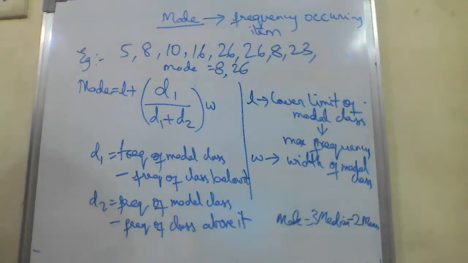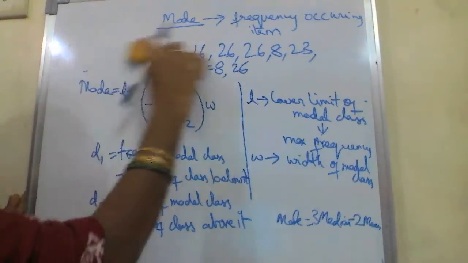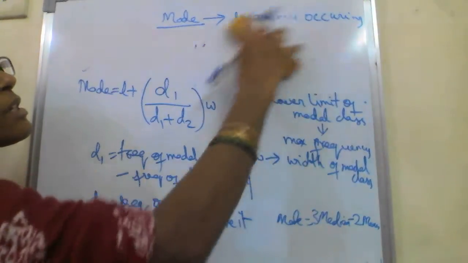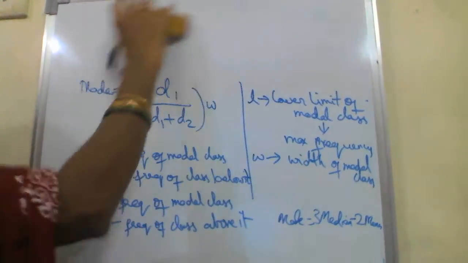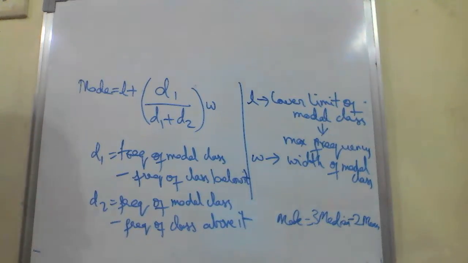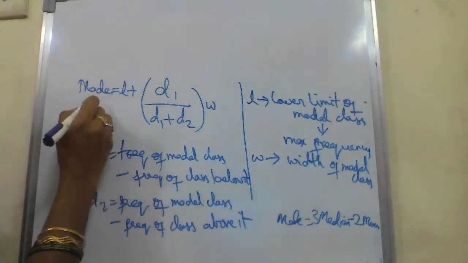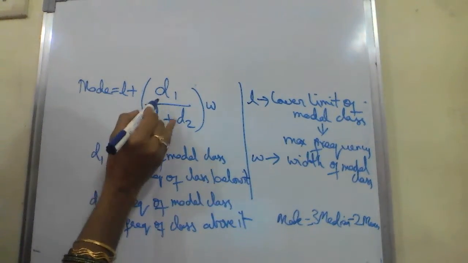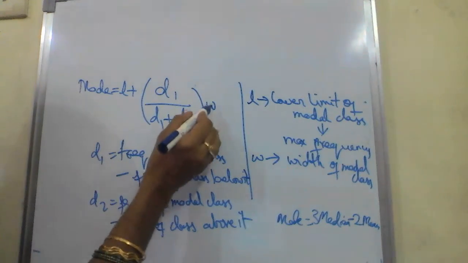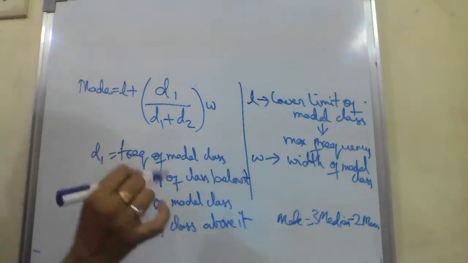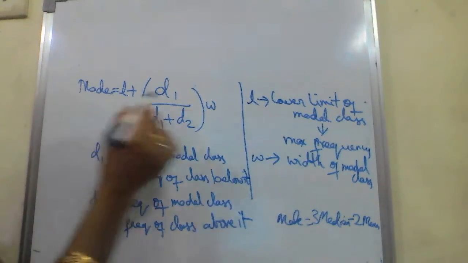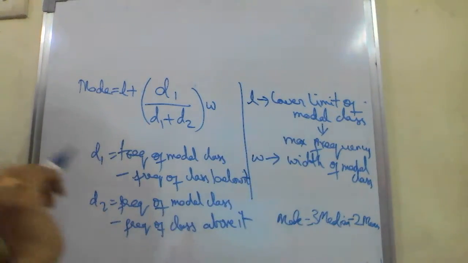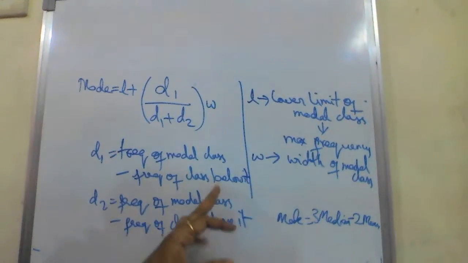Now we'll move to the mode of a frequency distribution, a continuous frequency distribution table. Mode is given by L plus D1 by D1 plus D2 into W. Here, for each and every item I'll say what it stands for. L is the lower limit of the modal class. So the first thing is you have to find the modal class.